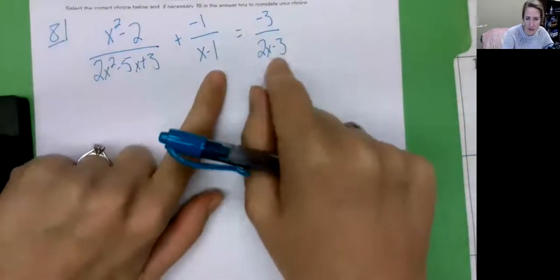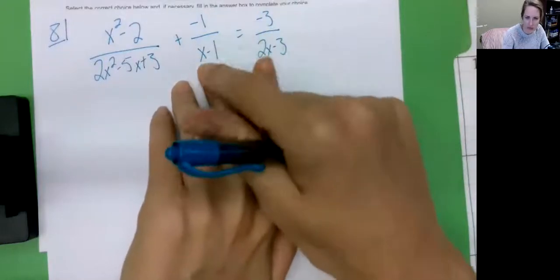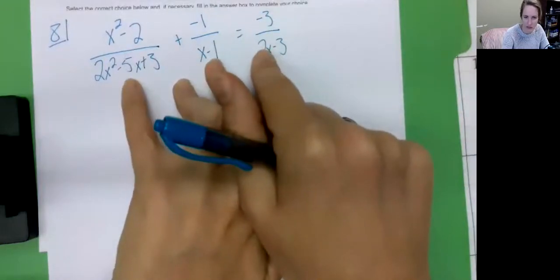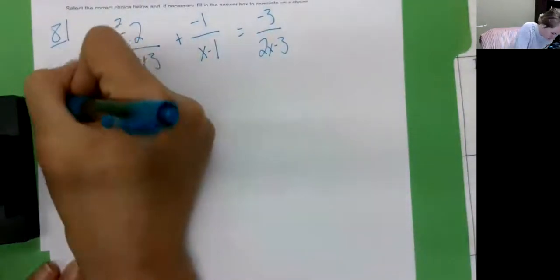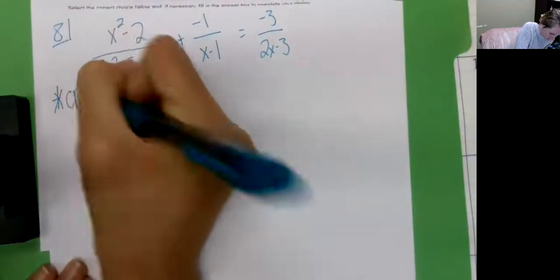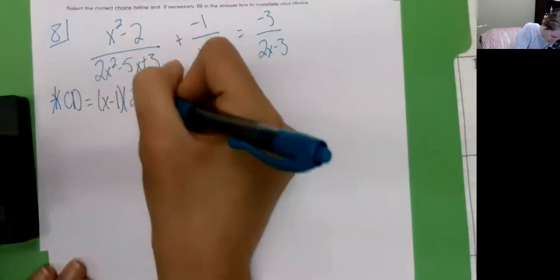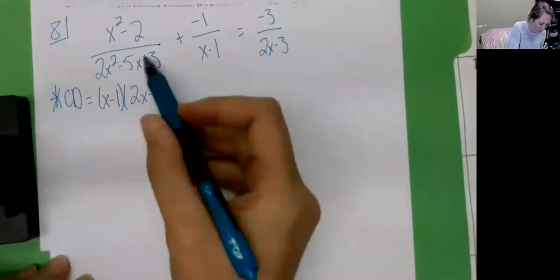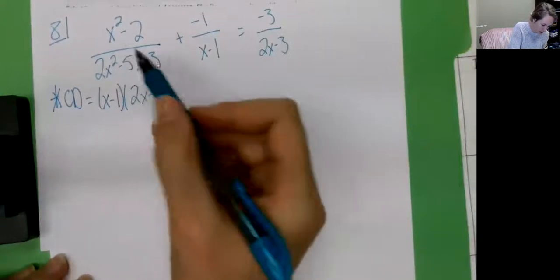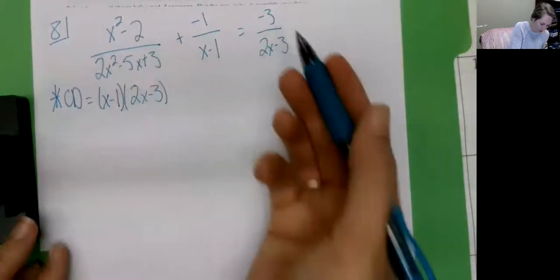This would be 2x squared, and then subtract 3x, subtract 2x, which would be negative 5x, and then negative times negative would be plus 3. So my common denominator is x subtract 1 times 2x subtract 3. So when I multiply this by this, it just gets rid of the denominator.